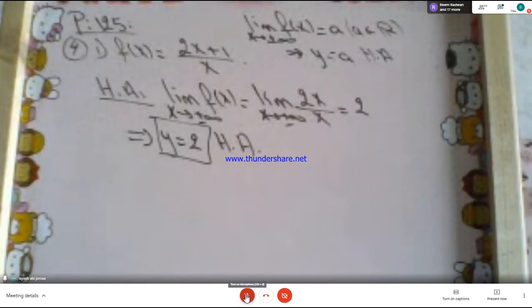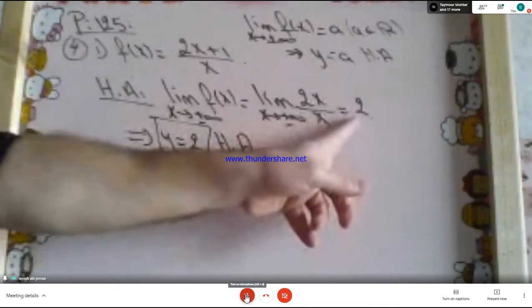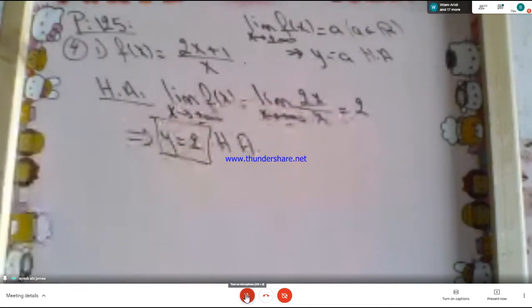Right. Now here we have the limit at infinity equal to 2. The limit at infinity is equal to a number. So y equal this number is a horizontal asymptote.